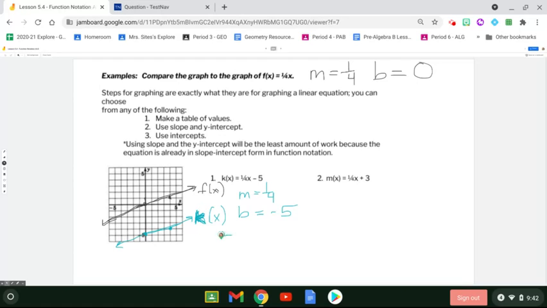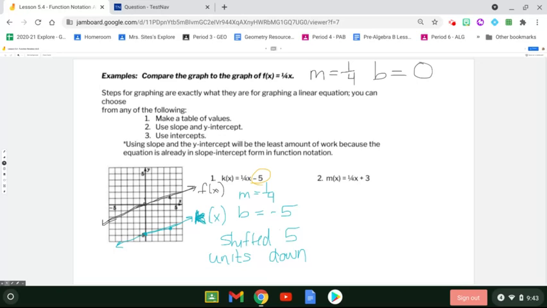It shifted 5 units down. And how can I look at the problem and know that right away? I can look right at my y-intercept. That is the main difference between those two problems. This one has a -5, and the original f of x did not, so I know that that one is going to be a difference of 5 units between the two.